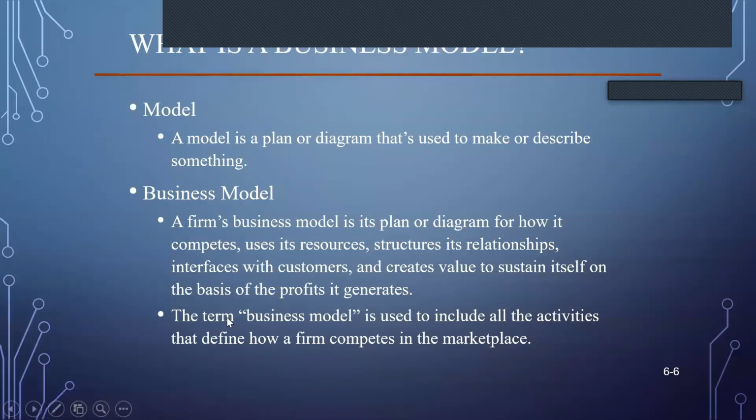So simply put, a business model is a plan or a diagram that's used to make or describe something. For you, it's going to be a plan or a diagram that's going to demonstrate how your firm competes. It's going to talk about the resources that you have and the way that they're used in your company. It's going to give an understanding of the relationships that exist between structures in your firm. How you interface with customers is going to be described, and how you create value and sustain yourself is going to be described in your business model.